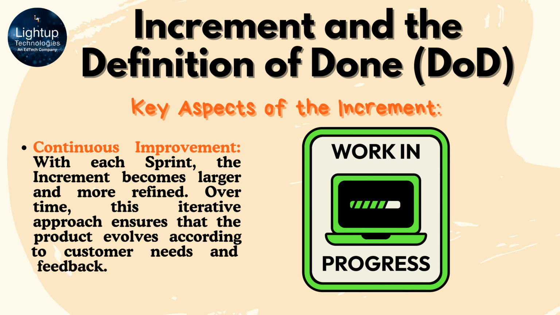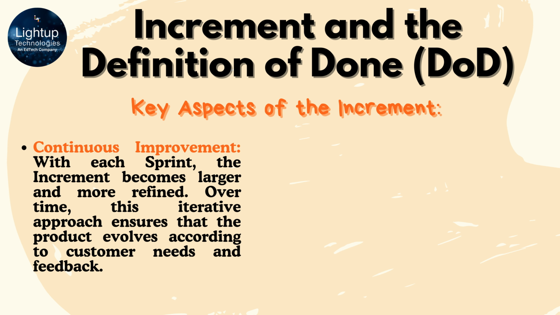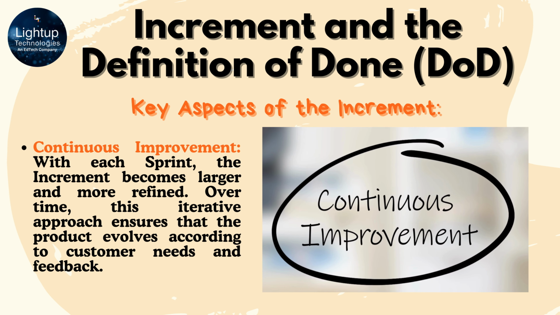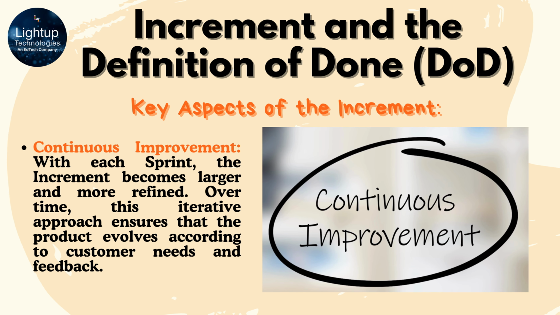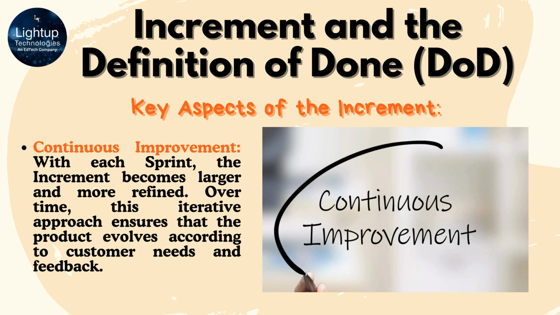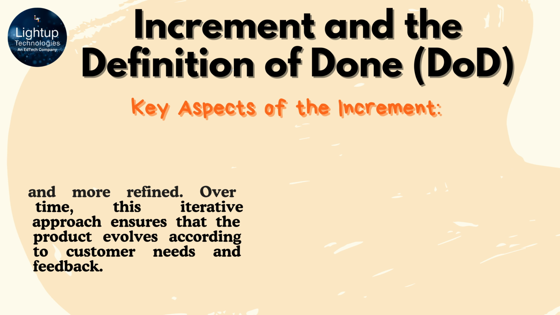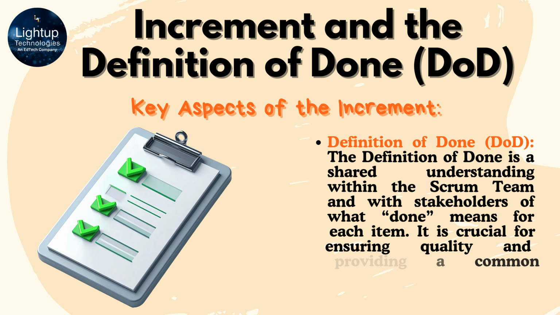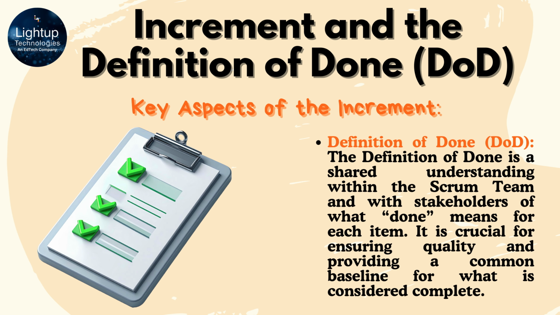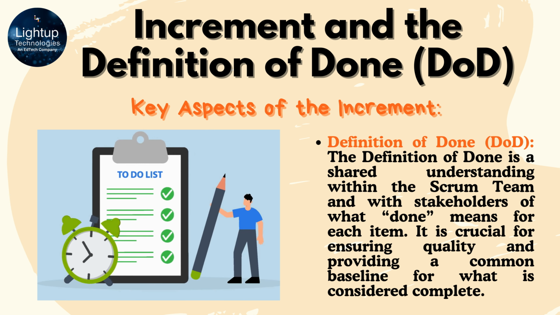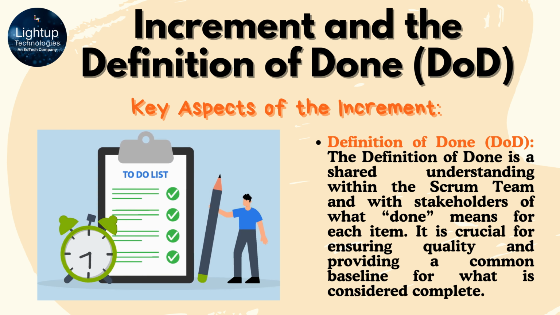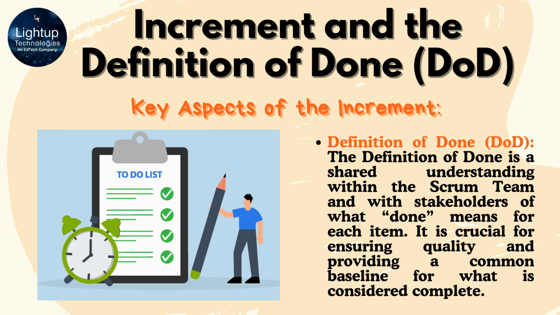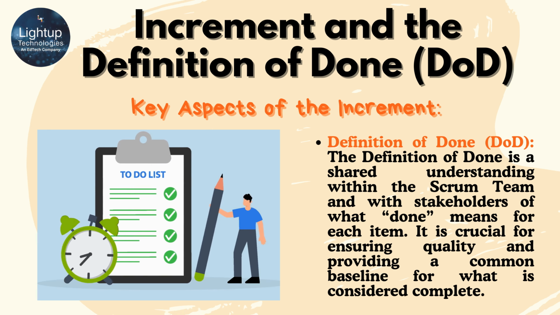Continuous improvement. With each sprint, the increment becomes larger and more refined. Over time, this iterative approach ensures that the product evolves according to customer needs and feedback. Definition of done. The definition of done is a shared understanding within the Scrum team and with stakeholders of what done means for each item. It is crucial for ensuring quality and providing a common baseline for what is considered complete.